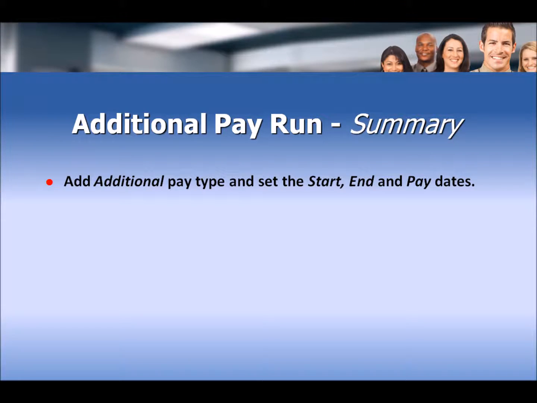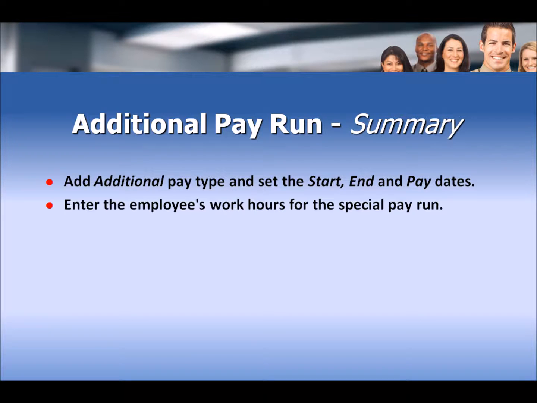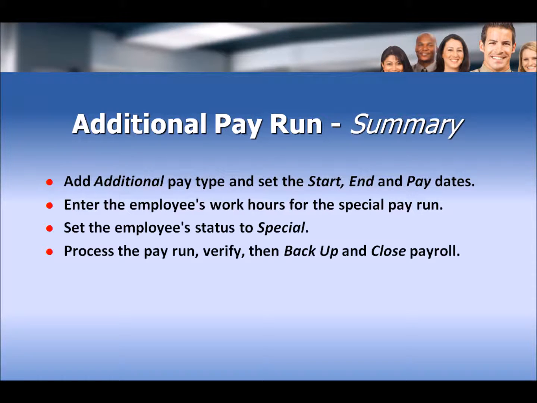To summarize, we performed the following steps. We defined the additional pay type and set the start, end, and pay dates to match the previous period's dates. We entered the employee's work hours for the special pay run. We set the employee's status to special so that they would be included in the additional pay run. We processed the additional pay run, verified the results, and then backed up and closed the payroll.